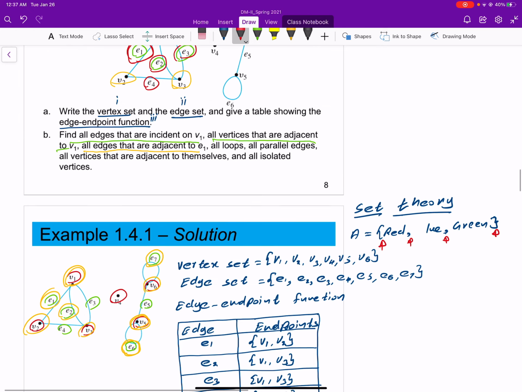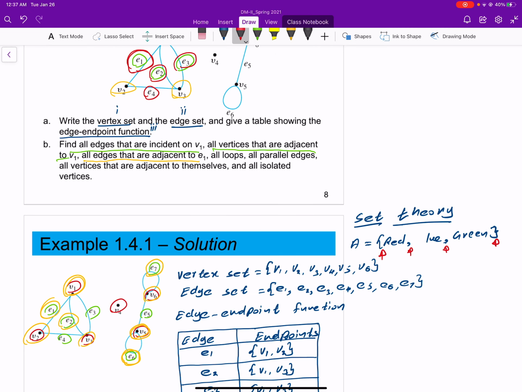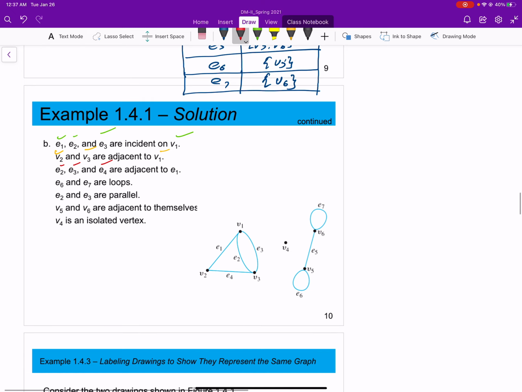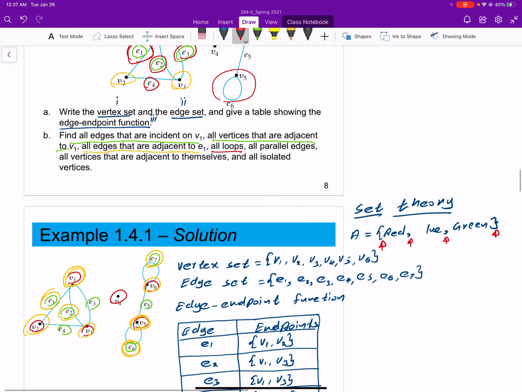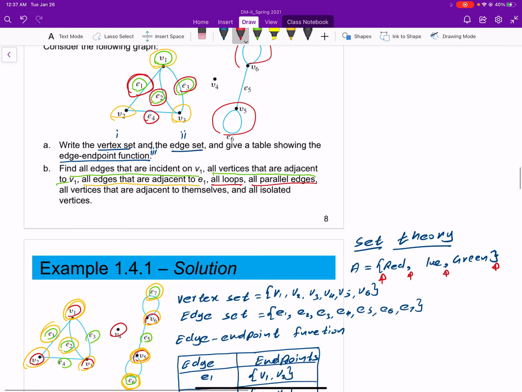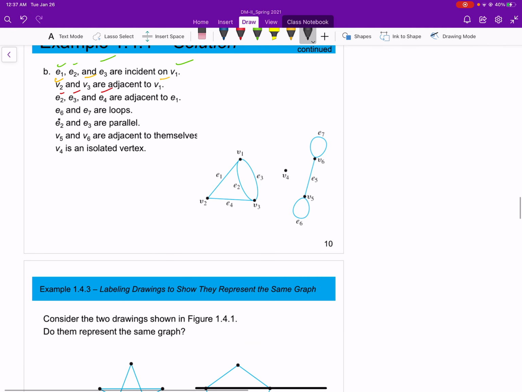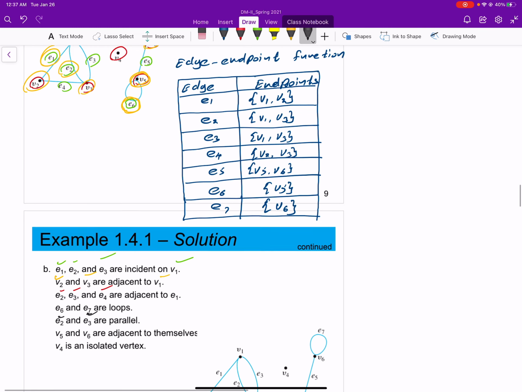So then the next part is all loops. It's clear it has two loops, loop 1, loop 2. The loops are E6 and E7. And then all parallel edges. What are the parallel edges? You can see this edge is parallel to that edge, E2 and E3. E2, E3.